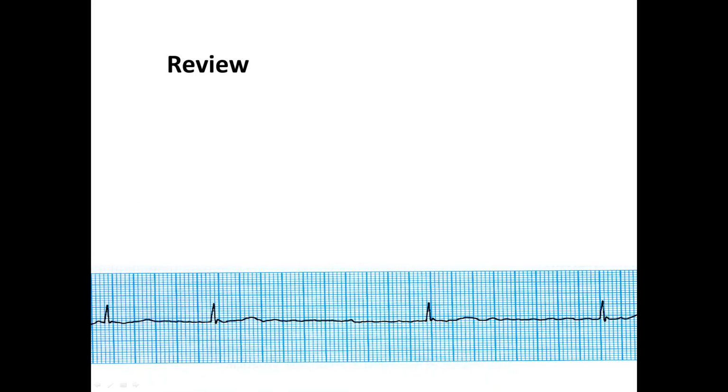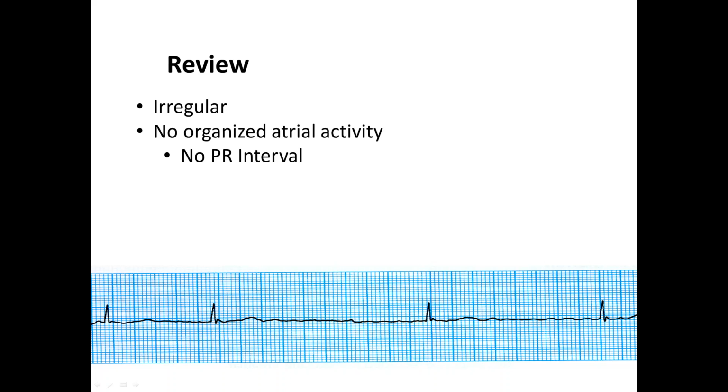To review, looking at this rhythm strip here, we're going to see that it is irregular. That is not the same distance in between all the QRS complexes. We're going to see that there is no organized atrial activity, which means we do not have a PR interval to measure. We do not have P waves to describe their morphology. We also have nice narrow QRS complexes, which means everything's happy going through the ventricle, which gives us AFib.